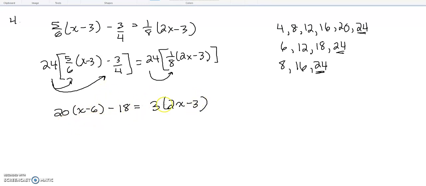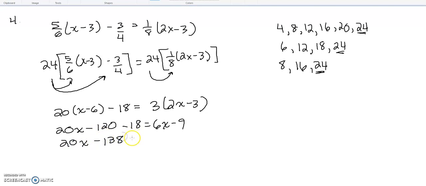Now all the fractions are temporarily gone, and we can solve it just like the previous problem. So get rid of the 2 remaining sets of parentheses by distributing. We get 20x minus 120 minus 18 equals 6x minus 9. Then we can combine the minus 120 and minus 18, so we get minus 138. The other side is 6x minus 9. We want to move the regular numbers to the other side, so we're going to subtract 6x and add 138.